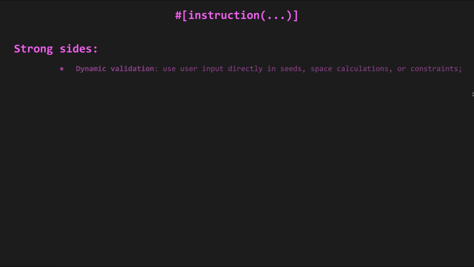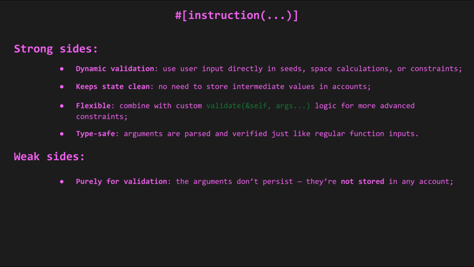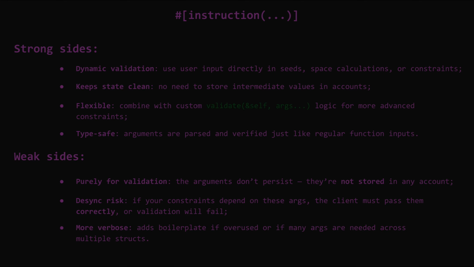The strong sides are dynamic validation, keeping state clean, flexible, and type safe. The weak sides are that it's purely for validation, there's desync risk, and it's more verbose. Best practices are to use it when your constraint needs instruction-time values, like user inputs or computed PDAs. Avoid overloading it. Don't just pass values that could be derived from accounts.